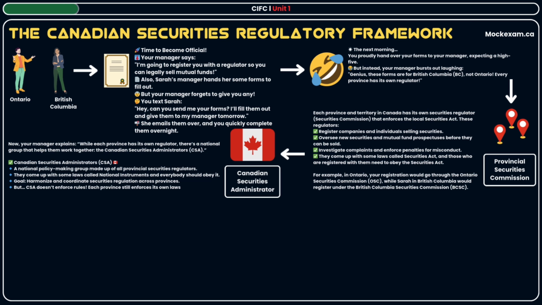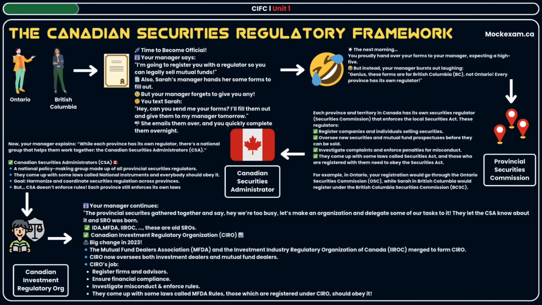Great. Now, let's get to the Canadian Investment Regulatory Organization, or CIRO. Let's get back to our scenario. Your manager continues and says the Provincial Securities Regulators gather together and say, "Hey guys, we are very, very busy. You know what? Let's make an organization and delegate some of our tasks to it, so we will be free and have lots of time."